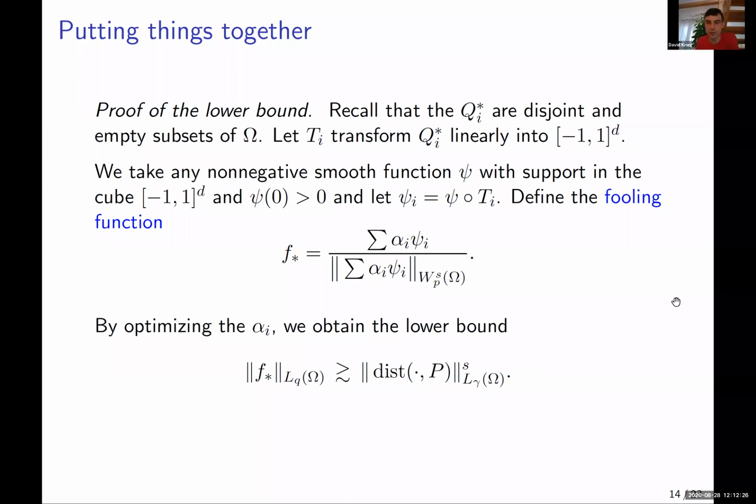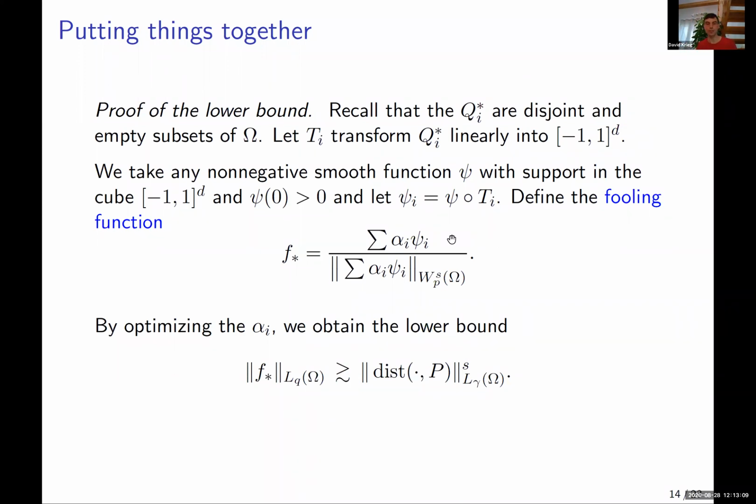Okay, for the lower bound, we use again these cubes which are empty of P. And what do we do? We take some smooth and non-negative function with support in the cube [-1, 1]^d, which is larger than 0 at some point, so some kind of bump function. And we scale it to these small empty cubes. And then we add these functions up with some height alpha_i.